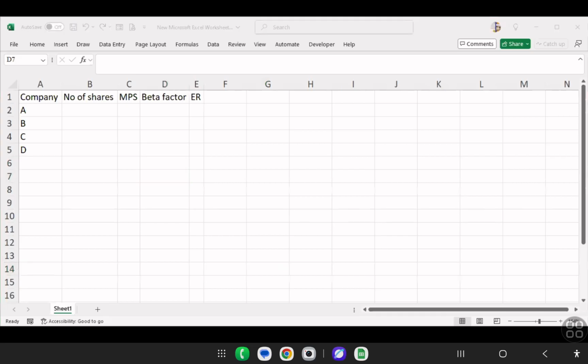The number of shares, the first one is 120, 160, 200, 250. This is 120, 160, 200, and 250. I have the market price per security.